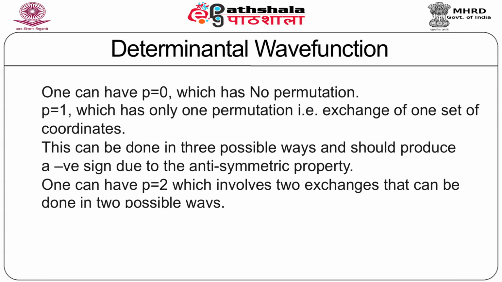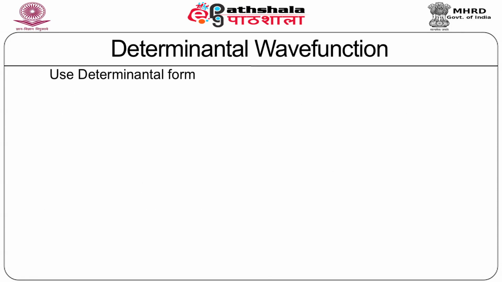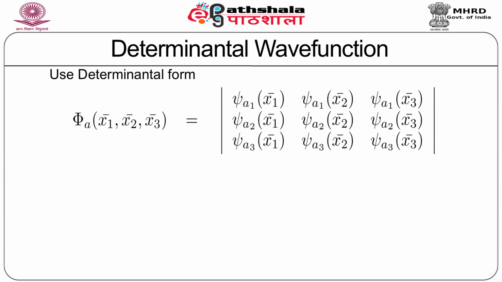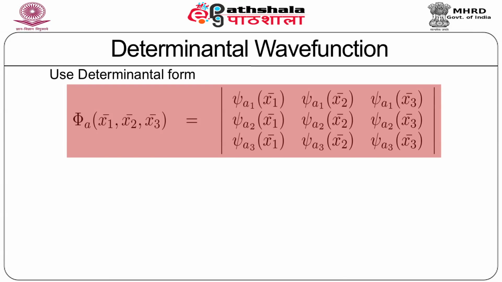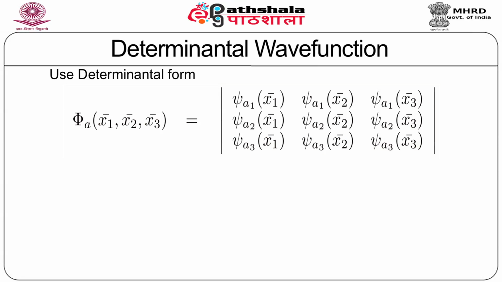One can then have p equal to 2, which involves two exchanges that can be done in two possible ways. Note, in this case, no sign change happens because it involves two exchanges. This can be written in a more compact form using the determinantal form as is shown here. Expanding this determinant in longhand, one can easily convince oneself that it is the same as what I have described in the previous slide.